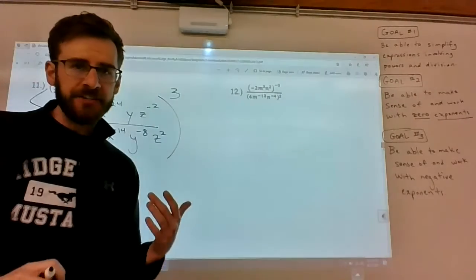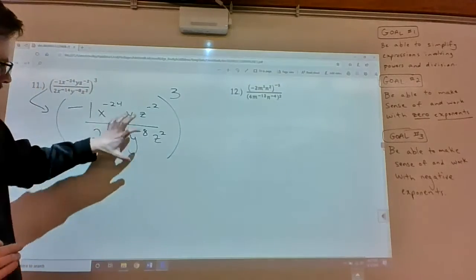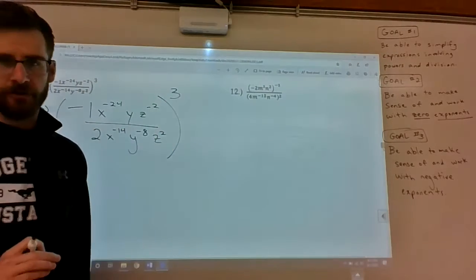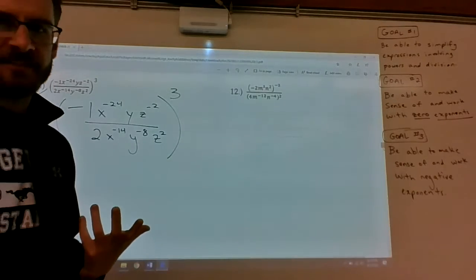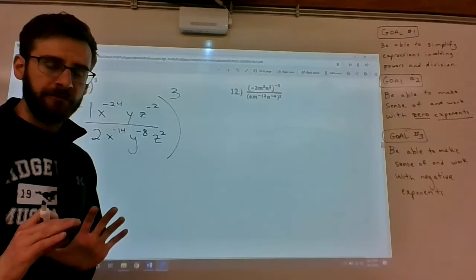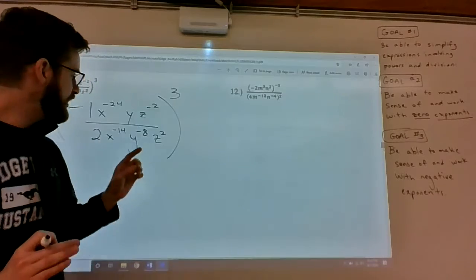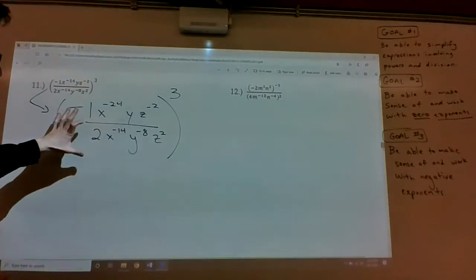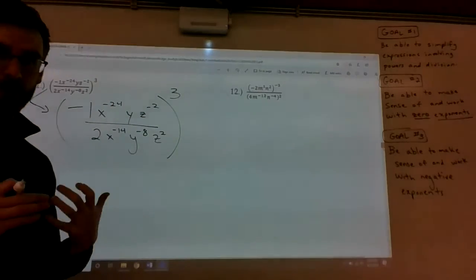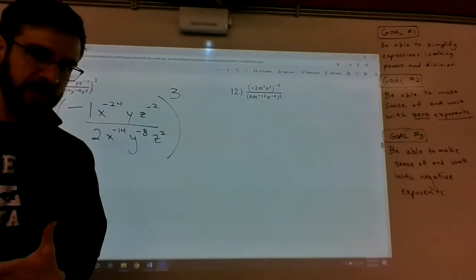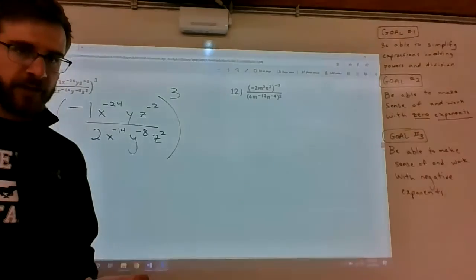This one's different because everybody is inside the same fraction taken to the 3rd power. So you can actually do a lot of different things inside here. If you use the order of operations, it's actually interesting. You can do simplification inside the parentheses because parentheses comes before exponents in the order of operations.